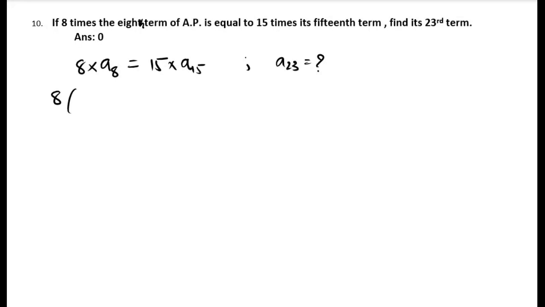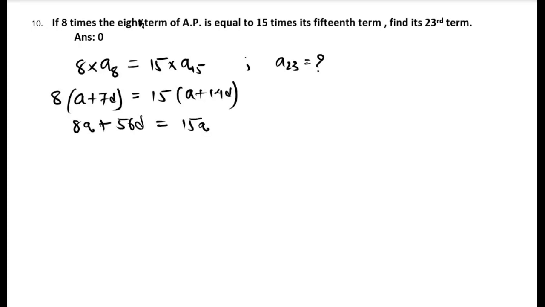8 bracket a plus 7d. Right? 8th term is a plus 7d. 15 bracket, the 15th term is a plus 14d. 8 times its 8th term is equal to 15 times the 15th term. So simplifying this further, 8a plus 56d is equal to 15a plus 15 into 14. 15 into 14 will be 210.